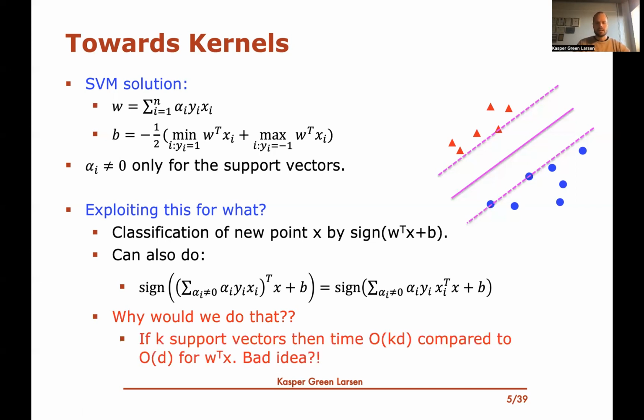In particular, if the number of support vectors is k, which is 3 in this small example over here, and the number of features is d, then computing the sum here would take k times d time. Whereas if I had just computed my W and written it out, this would be a vector with d entries. So just computing the inner product between W and X, like we do down here, will take order d time. So it gets much slower. So it seems like a bad idea.